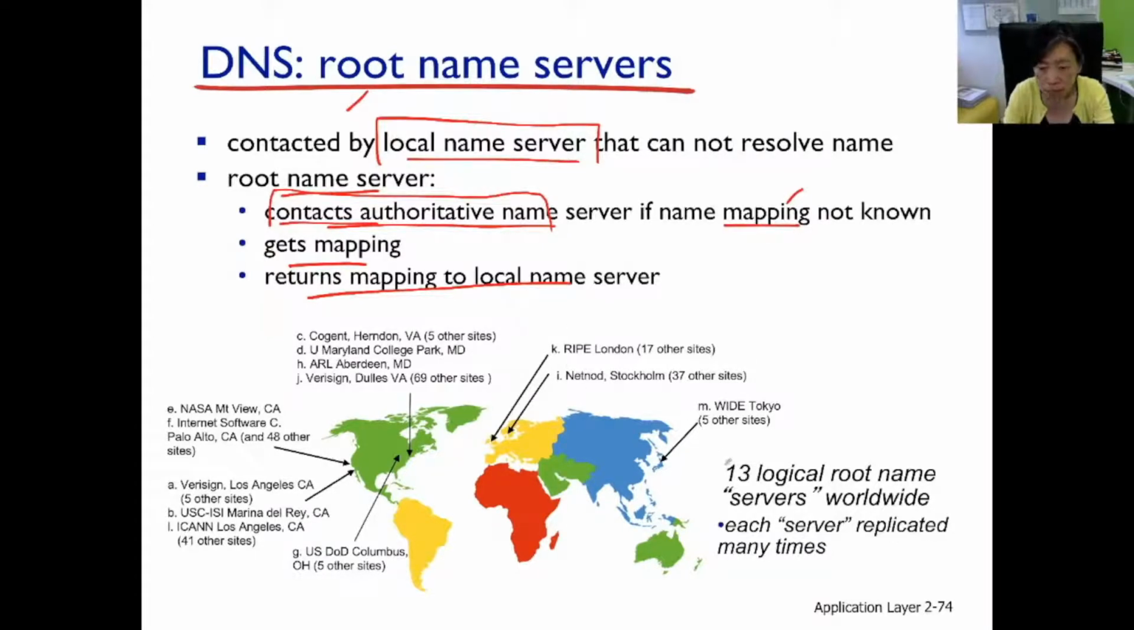And you see here, there are not many root servers. There are 13 logical root name servers, but each root name server now has multiple physical sites. For example, here in Tokyo, there are 5 sites, 37 sites just for the Swedish root server, etc. So there are quite a few in America, but essentially very few of these root name servers.